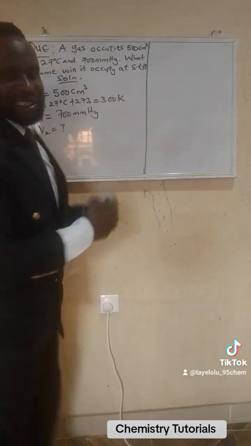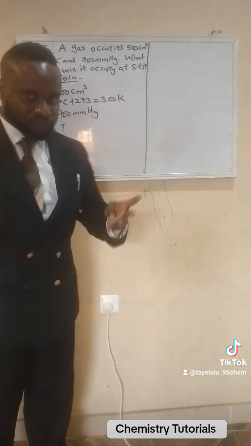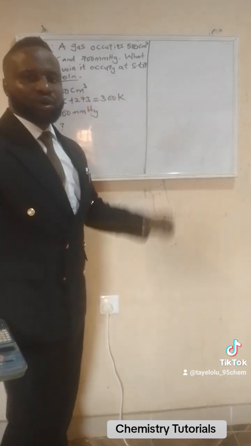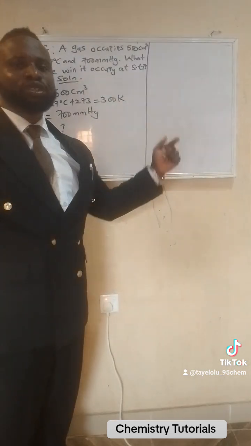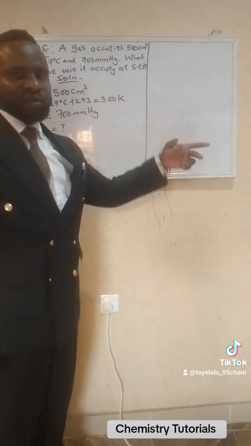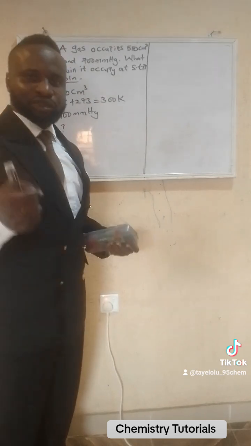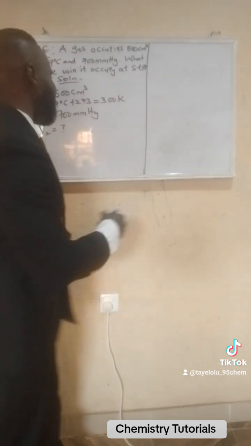Now, at standard temperature and pressure, there is a constant value for volume, temperature, and pressure. But because the question requests to look for the volume, we are not going to make use of the constant value of volume in this particular question. However, we are going to make use of the constant at STP for temperature and pressure.